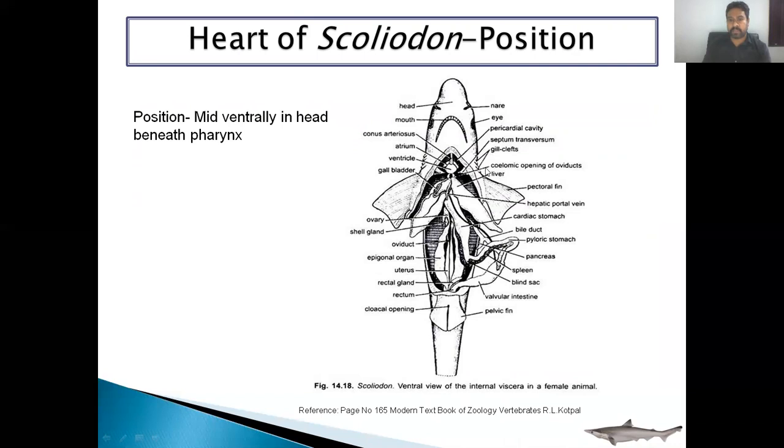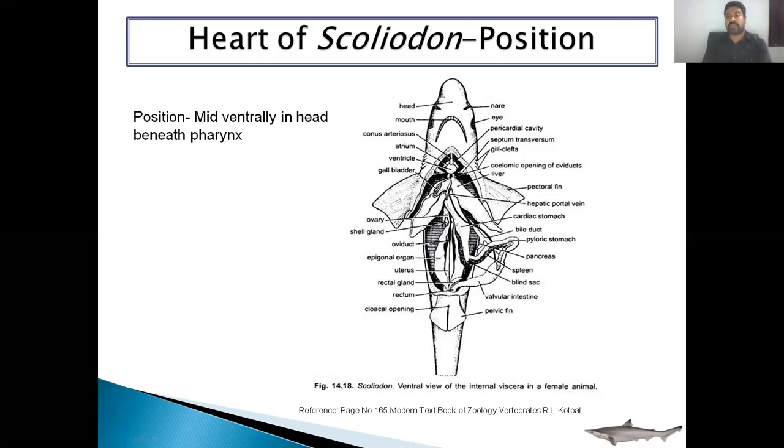If we see, this is the pharynx region. The pharynx region is identified by the presence of these gill slits, and beneath the pharynx region, this heart is situated, and it is supported by the coracoid cartilage, which is the cartilage of the pectoral girdle. The position is in the mid-ventral side of the body.